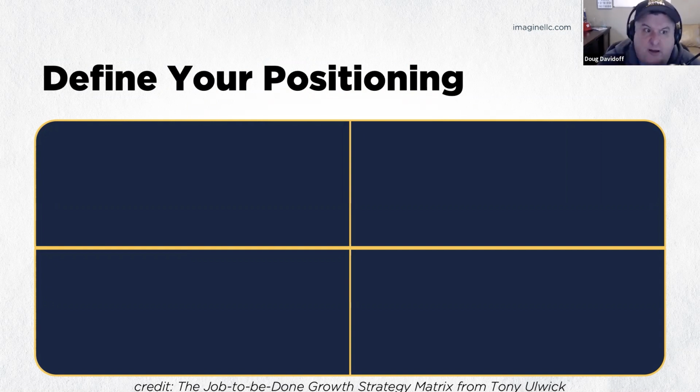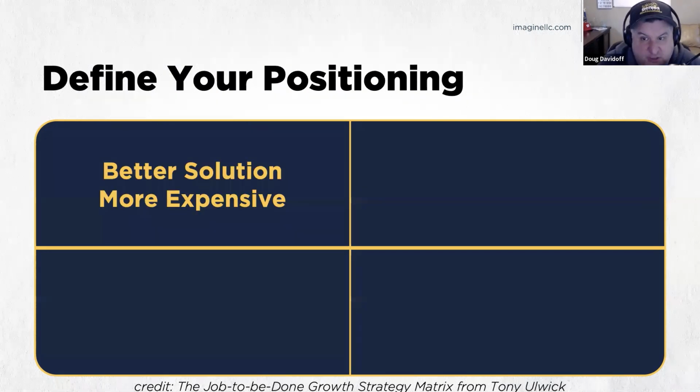Take a look at your value proposition, take a look at the solution, the product, service, whatever you bring to the market, and ask yourself, which of these 4 quadrants does your proposition fall into? Are you offering a better solution to an existing market, or a solution that they don't have that's going to enable them to do things that they can't do, that is more expensive? So better solution, better outcomes, more expensive.